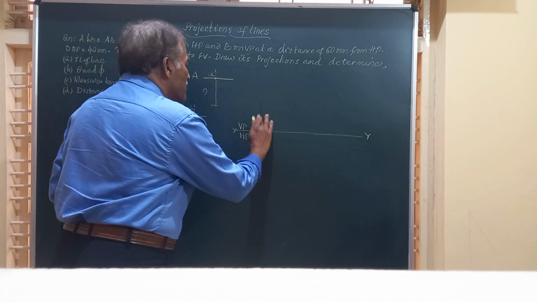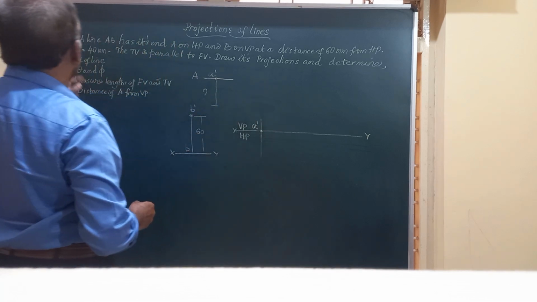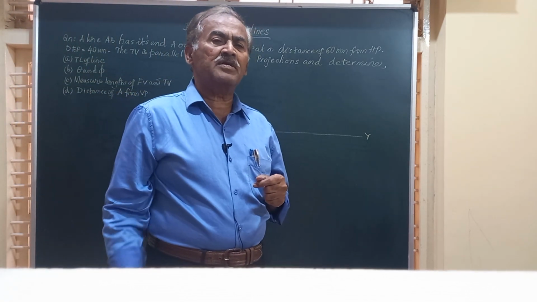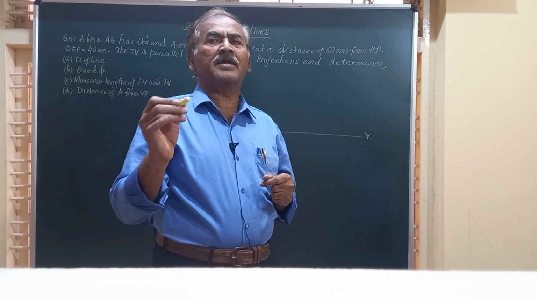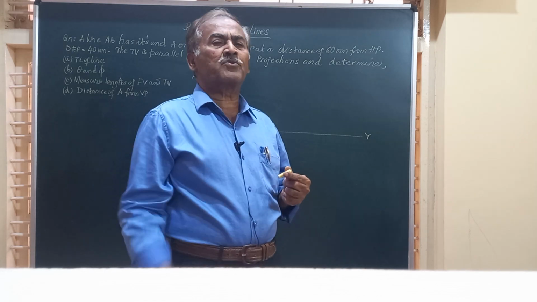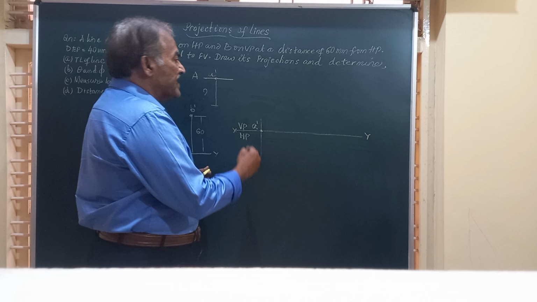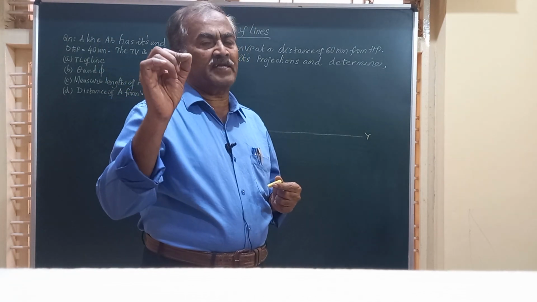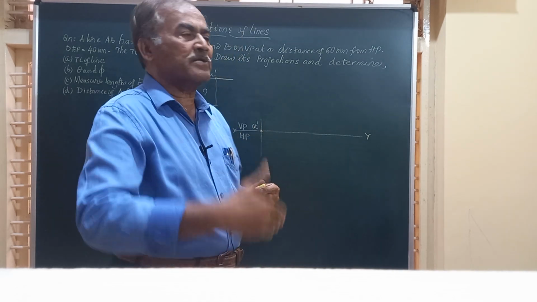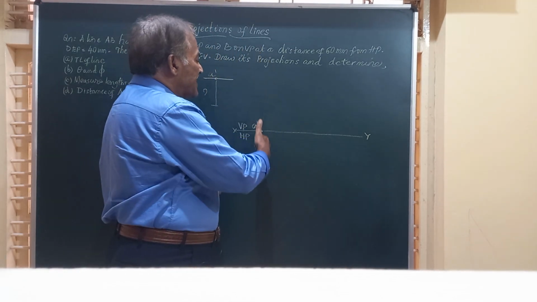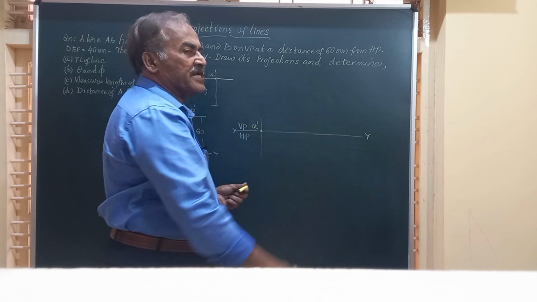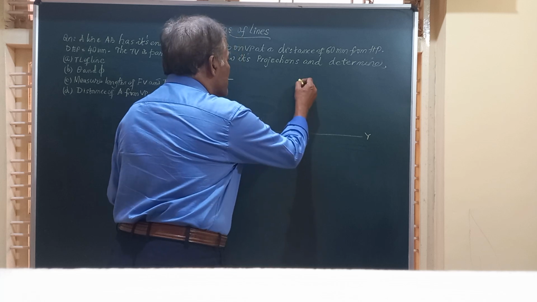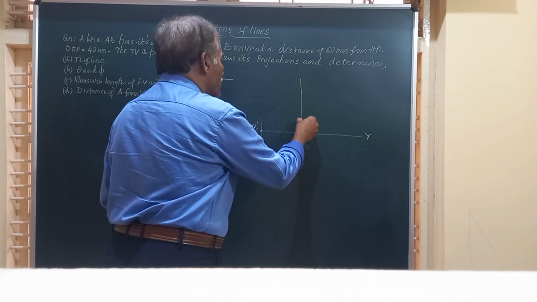Friends, now they have given in the question DEP is equal to 40 mm. What is DEP? DEP means distance between end projectors. What are these end projectors? The line connecting the top view and front view of a given line is called an end projector. So there will be two end projectors, one passing through the end A dash and A, other through B dash and B. The distance between them is always measured parallel to XY.